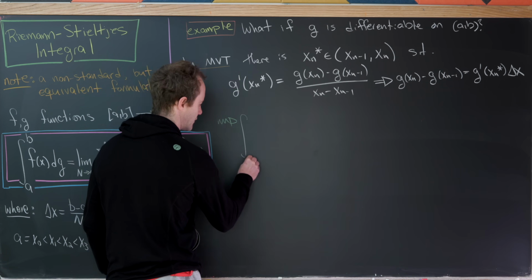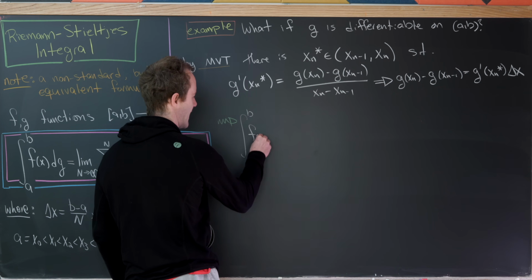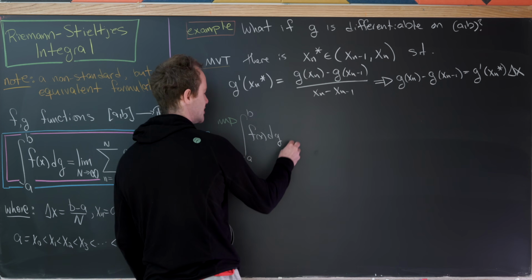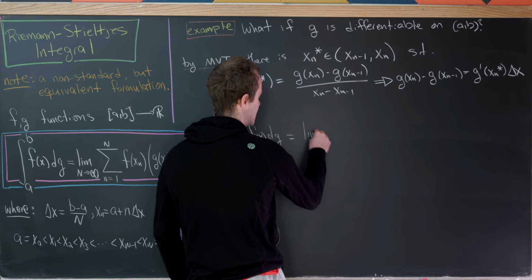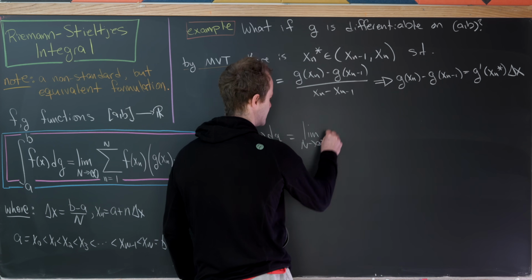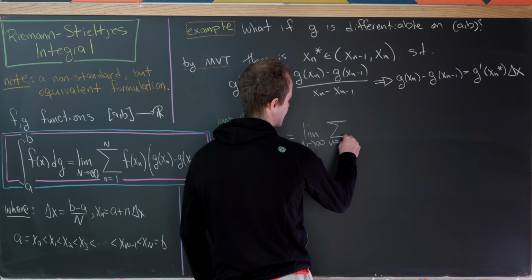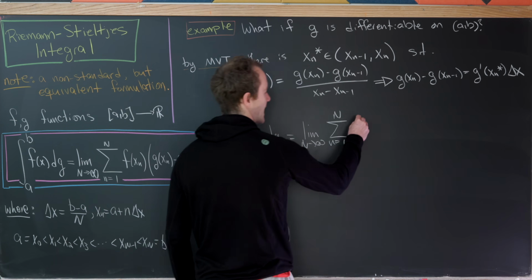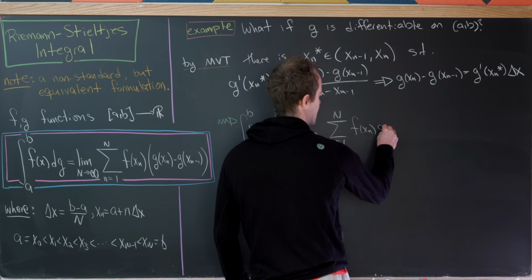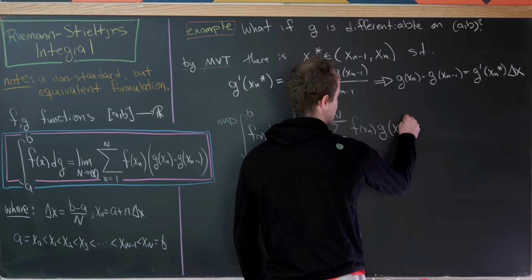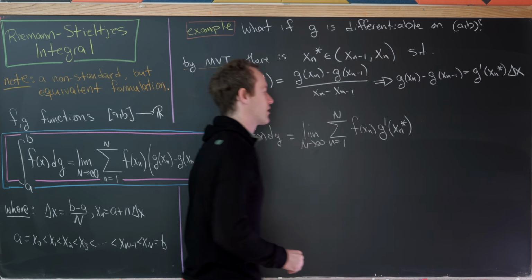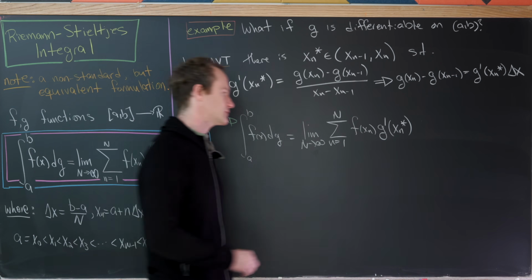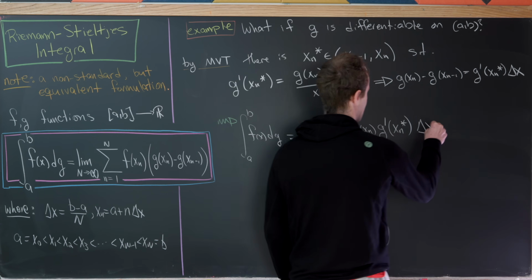So we'll have the integral from a to b of f of x dg is equal to the limit as capital N goes to infinity. So at this stage, I'm just copying some stuff over. Then we have our sum, and then we have f of xn, and then g prime of xn star, and then delta x.